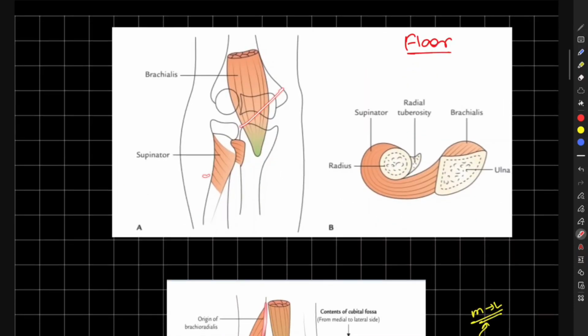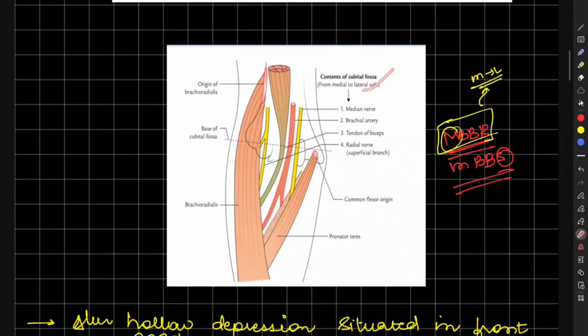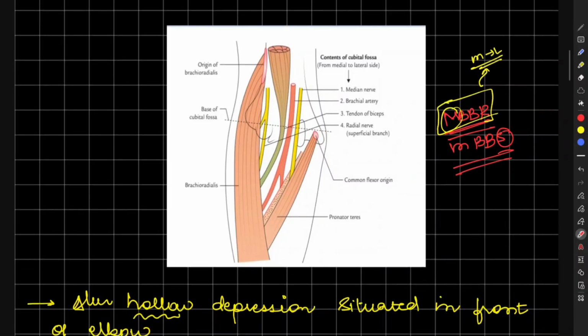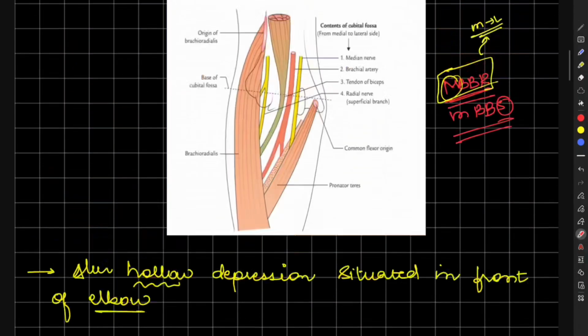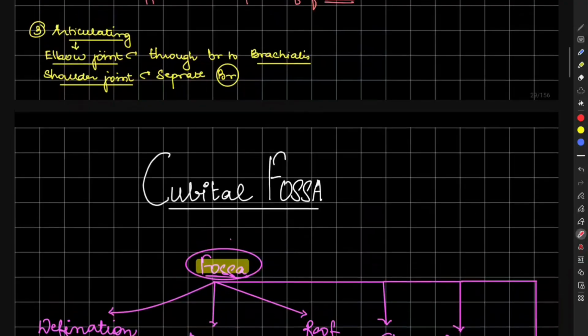The floor is formed by the brachialis and the supinator muscle, whereas the contents of the cubital fossa are the median nerve, brachial artery, tendon of biceps brachii, and the radial nerve. Clinical anatomy: intravenous injection, the often preferred vein is the median cubital vein, whereas blood pressure measurement is via the brachial artery. So this completes our cubital fossa.